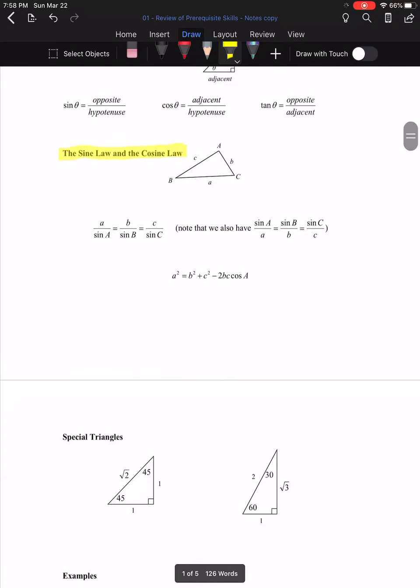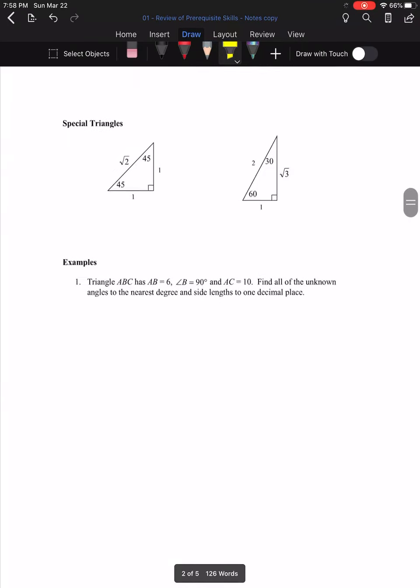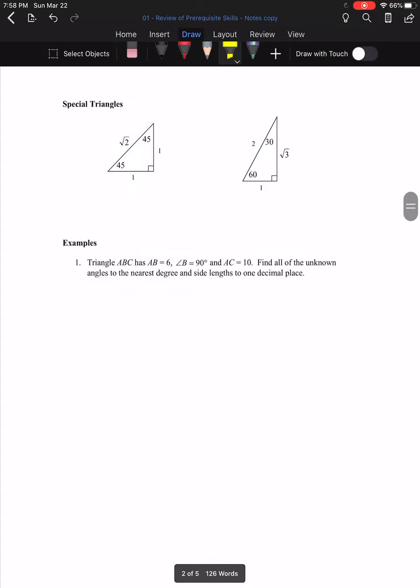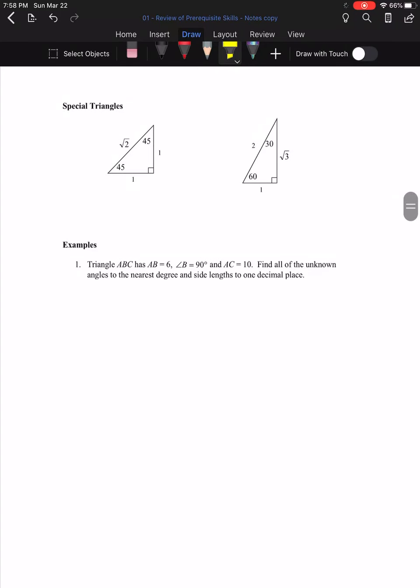So jump right into some problems here. Special triangles may come up in all this as well. Again, hopefully this comes back to you pretty quick. 45, 45, 1, 1, root 2. Notice, not radians here. We're going to go degrees for a little while. And 1, 2, root 3 for the 60, 30 triangle there.